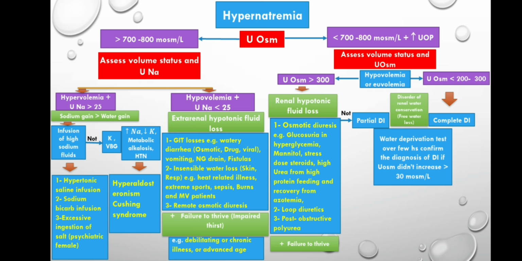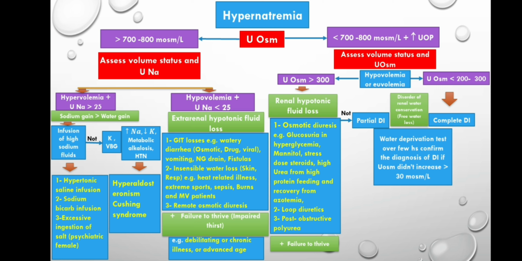We will not give the patient any water or IV fluids for a few hours, usually 4 to 6 hours. If we do water deprivation for a few hours, the urine osmolarity shouldn't increase by more than 30 milliosmol per liter if there is DI. That is, failure of urine osmolarity to increase by more than 30 milliosmol per liter.